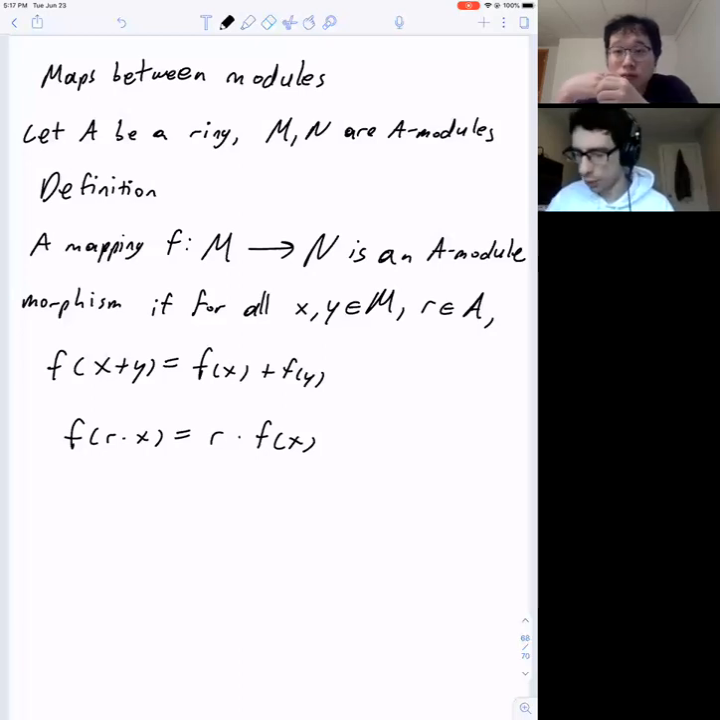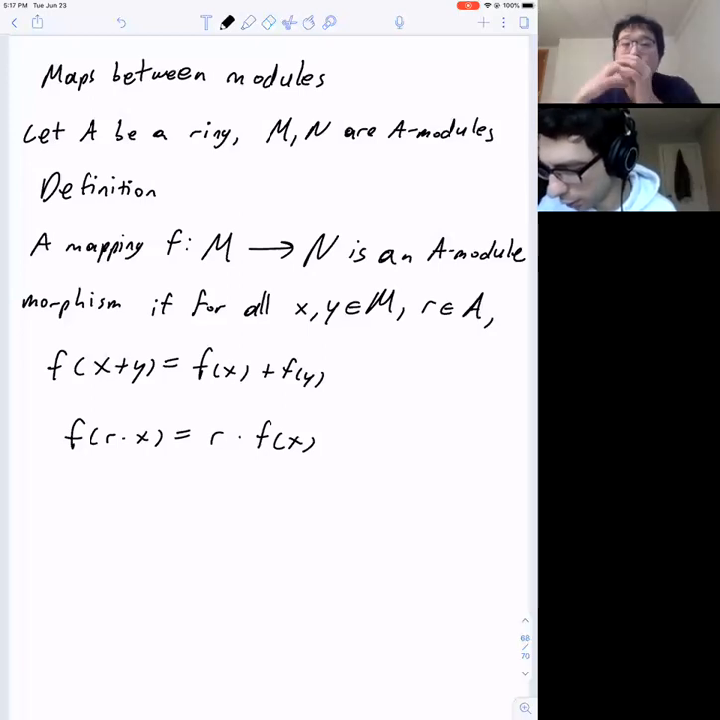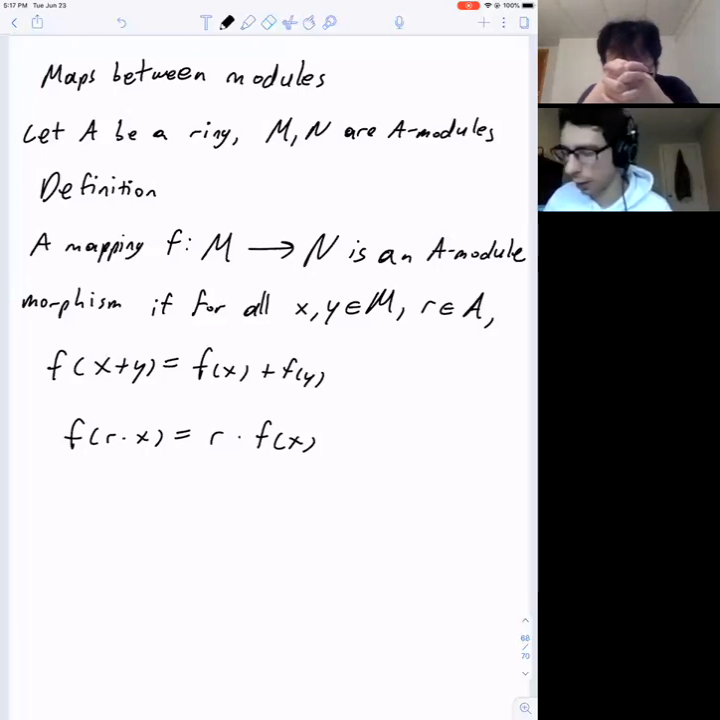Okay, that's great. So in the case of if A is a field, then we have M, N are vector spaces. Then these maps F, these A module morphisms, are just linear maps. So that's the case when A is a field. A lot of the things we've seen in vector spaces in linear algebra are true for modules. So we see some generic structure inherited from vector spaces.